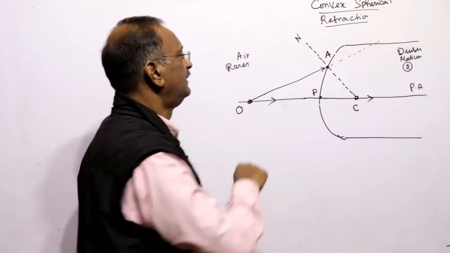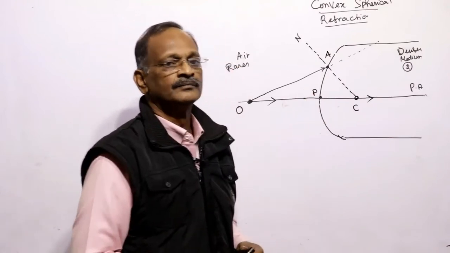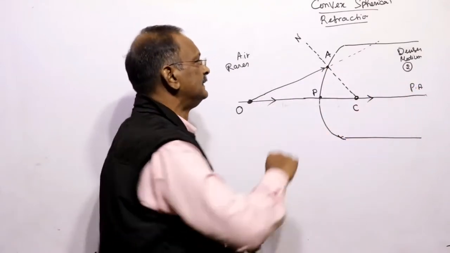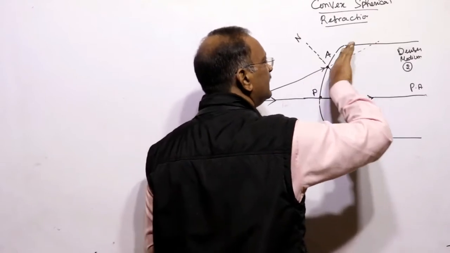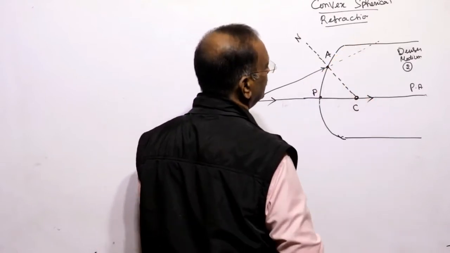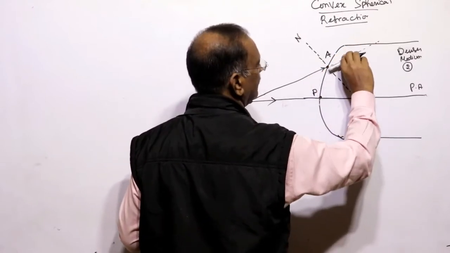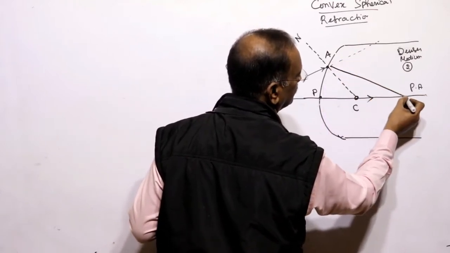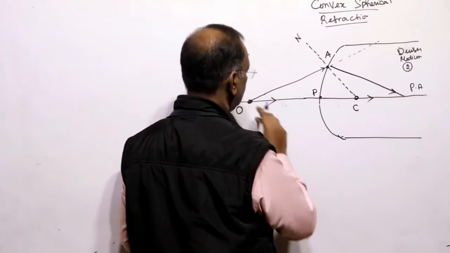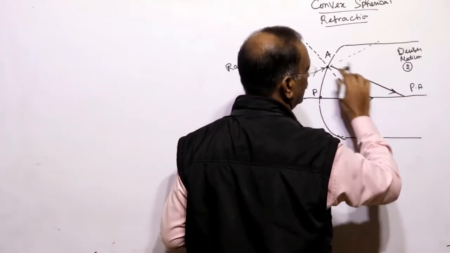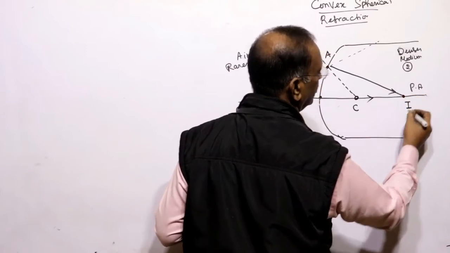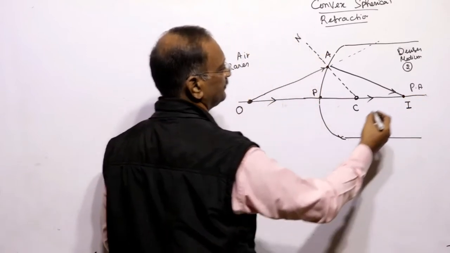At this point, the ray is supposed to move straight, but it will bend towards the normal when it is going from rarer to denser. This is the normal, this is the direction, and this ray will bend towards the normal. It means instead of going like this, it will bend and go like this. Now you see, from the object there is one ray and one more refracted ray coming.